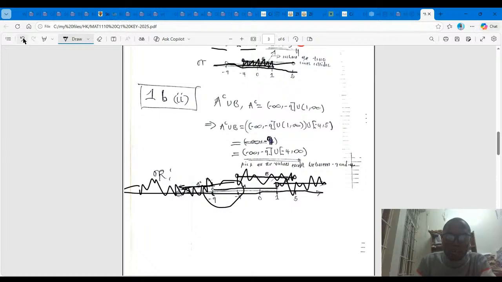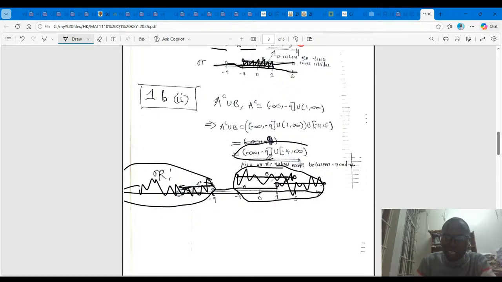Therefore, our solution set, we are unionizing this piece that goes to the left up to -9 and this piece that goes to the right from -4, which is basically the answer I put there.